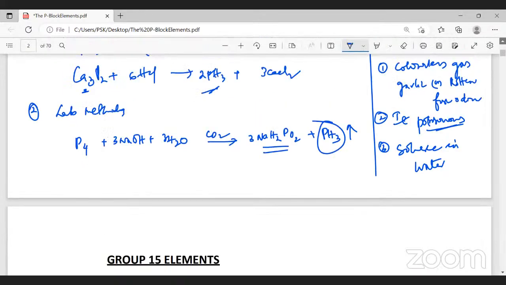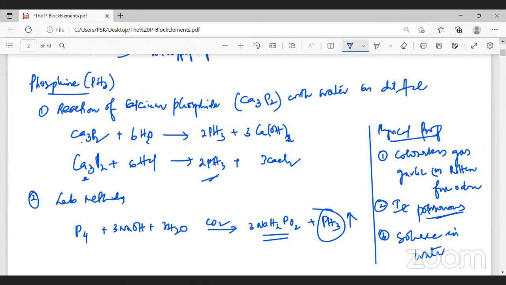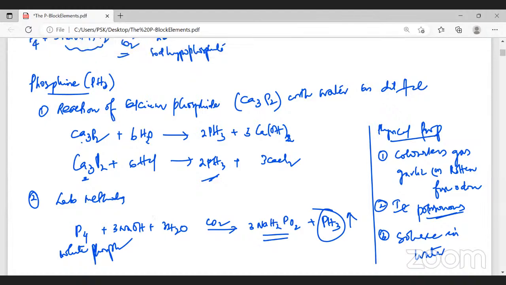So phosphine can be prepared by 2 methods. One is by reacting calcium phosphide with water or with dilute HCl. The second method is the laboratory method. We can prepare phosphine by reacting white phosphorus with aqueous sodium hydroxide in a carbon dioxide, inert atmosphere. Therefore, we get phosphine. Now, we will learn the chemical properties.